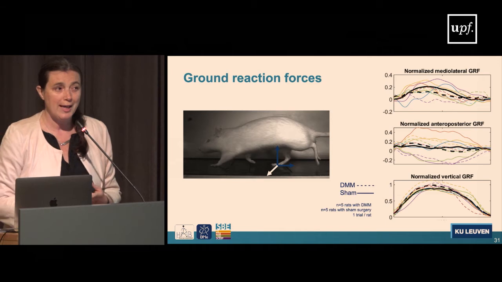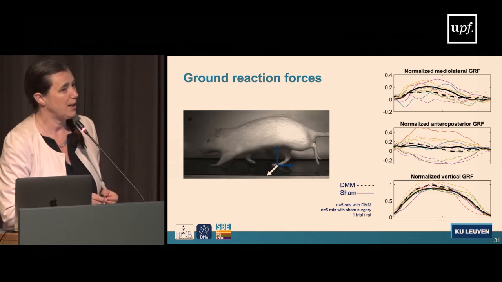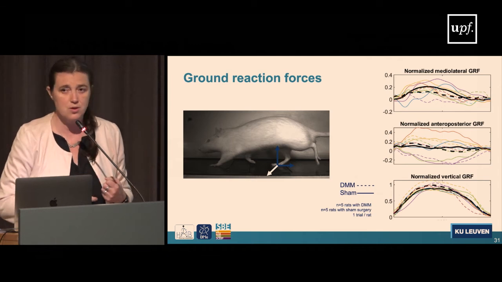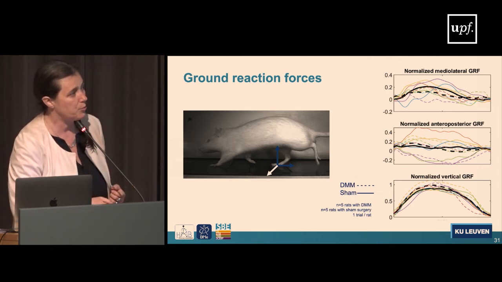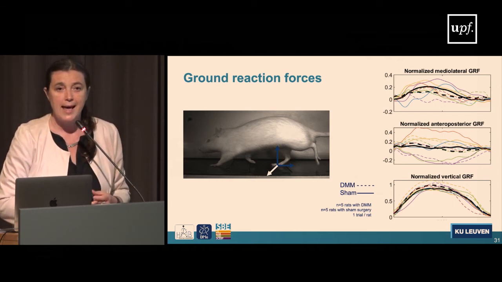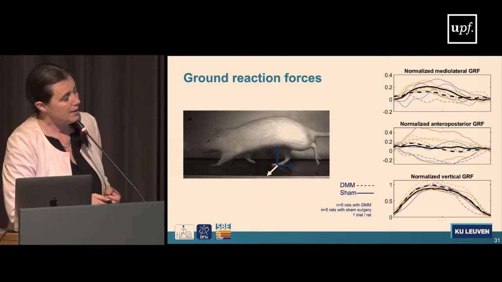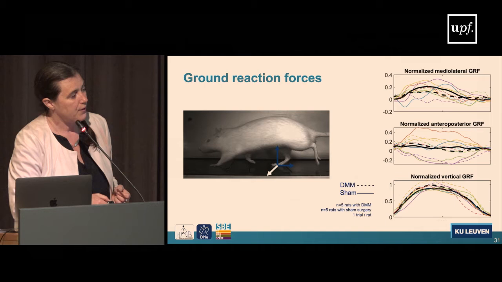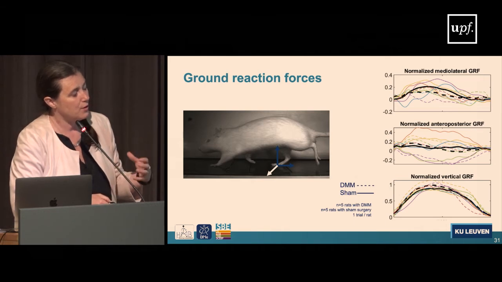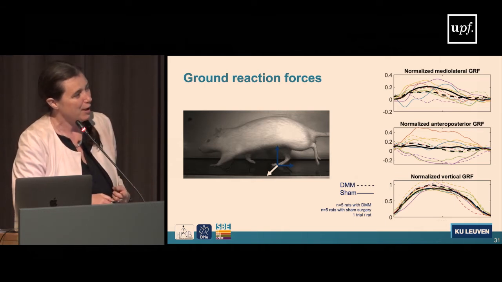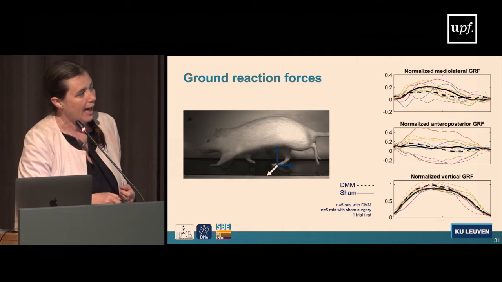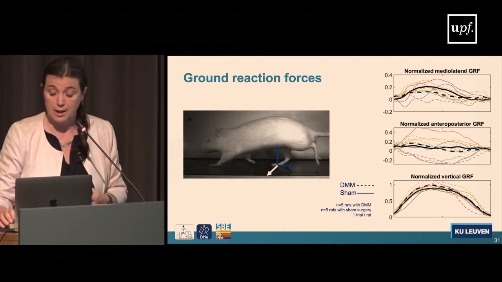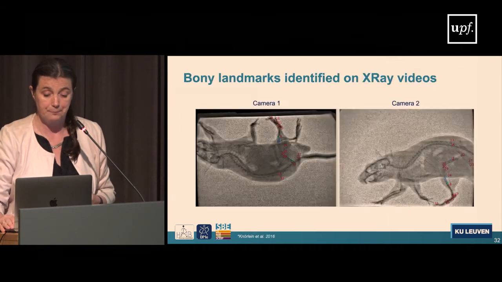And we have been looking at the ground reaction forces in a group of rats who had sham surgery, so no intervention to the meniscus, and a group where we destabilized the meniscus. And to our own surprise, we did not observe unloading of the surgically treated knee, but there was even a slightly higher vertical ground reaction force. So the animals are using the limb that has been treated.